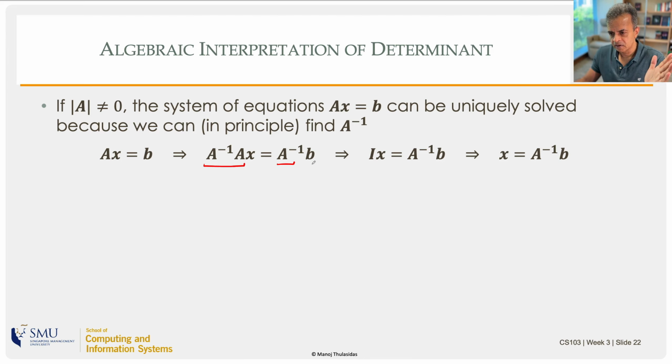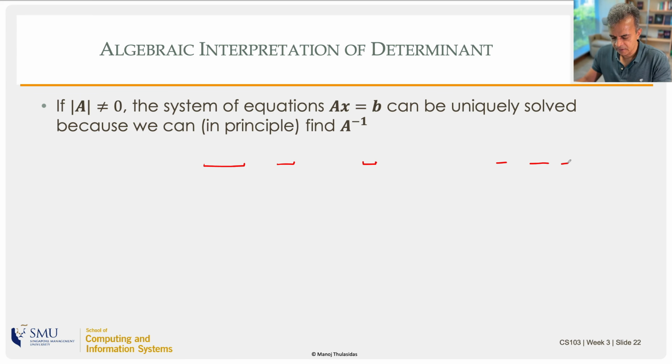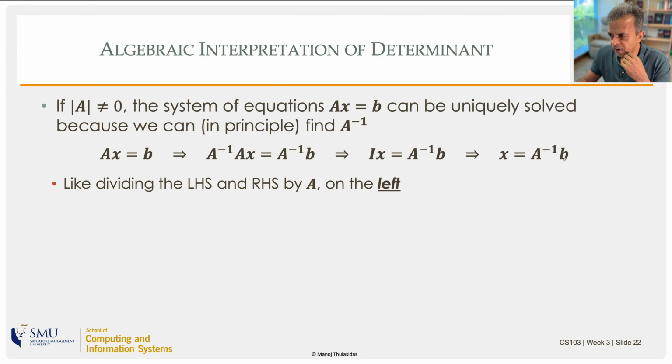I'm multiplying the left-hand side and the right-hand side on the left with A inverse, and A inverse A is of course I, always providing that A inverse exists. Then I times anything is just that anything. So x becomes A inverse B, and that is the solution. This looks like you're dividing by A, but on the left. So you can write this as B getting divided by A on the left.